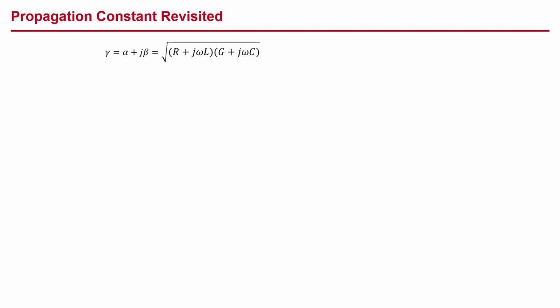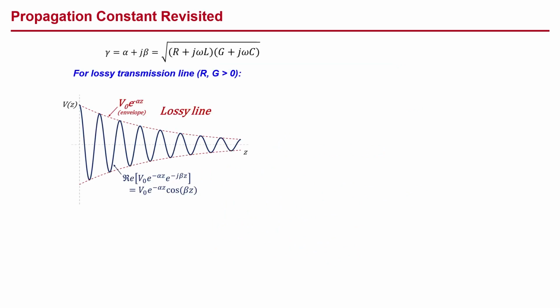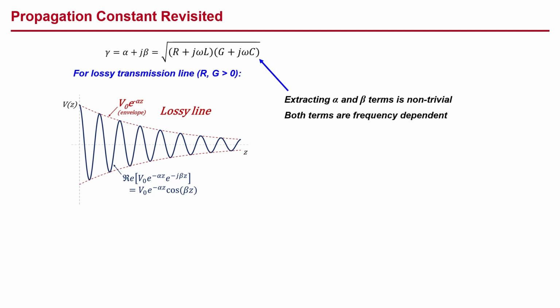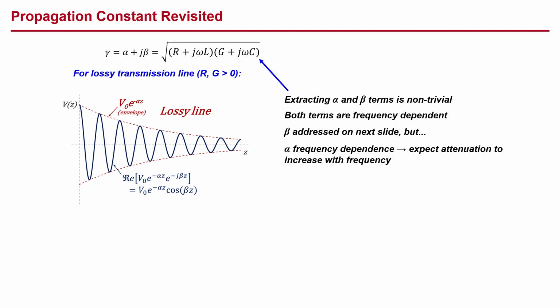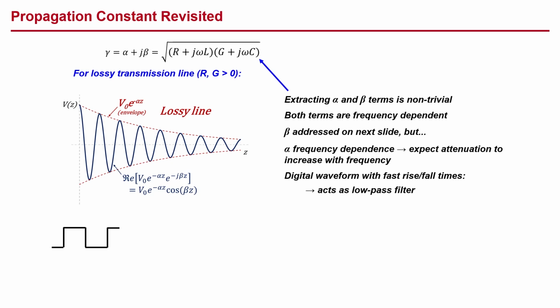Let's go back to our propagation constant gamma. For a lossy transmission line where the R and G terms are non-zero, extracting the real and imaginary components is clearly non-trivial. Both terms are frequency dependent. Beta is addressed on the next slide, but regarding alpha, we expect the attenuation to increase with frequency. Taking the example of a digital waveform with fast rise and fall times, the transmission line will act as a low-pass filter that will round the edges and distort the waveform.